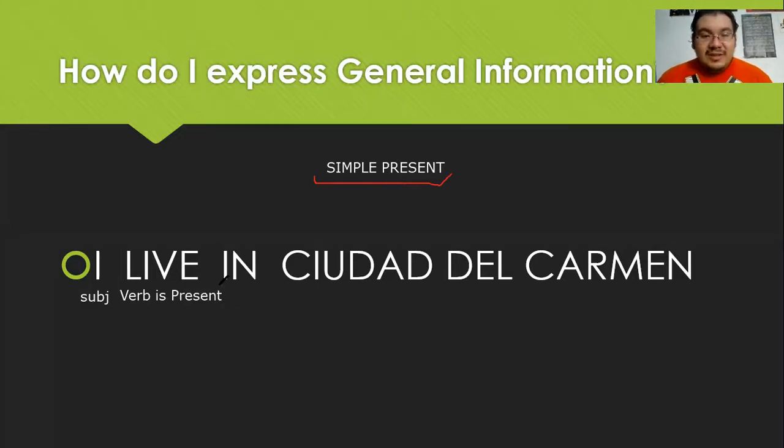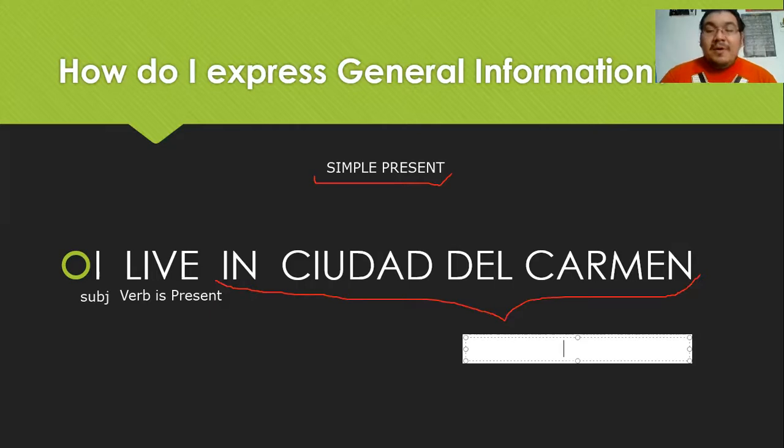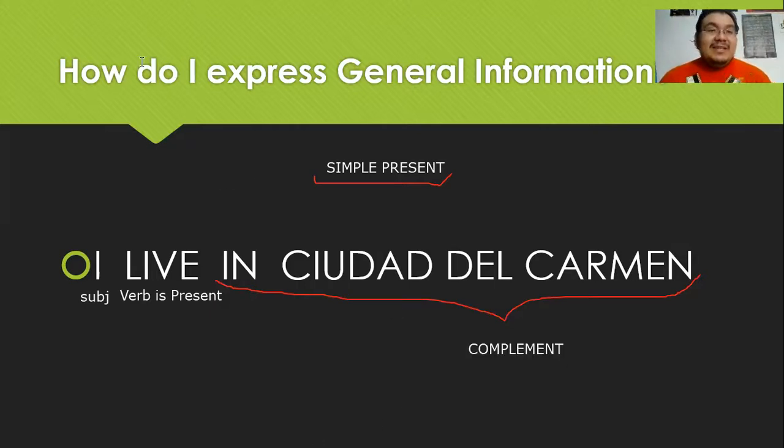Of course, all the remaining part, toda la parte siguiente, is the complement, es el complemento. The part that helps us understand the idea a bit deeper. So that's just as simple as it can get. I live in Ciudad del Carmen. Yo vivo en Ciudad del Carmen. That's information about me. That's what I say about me. Es lo que yo digo acerca de mí.